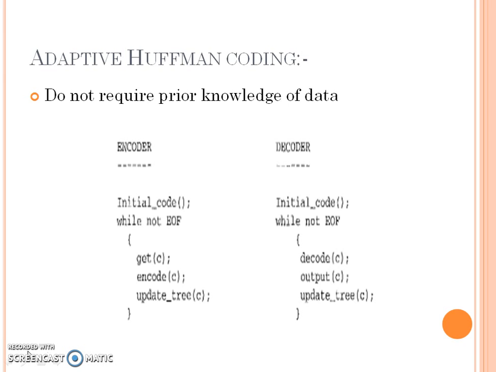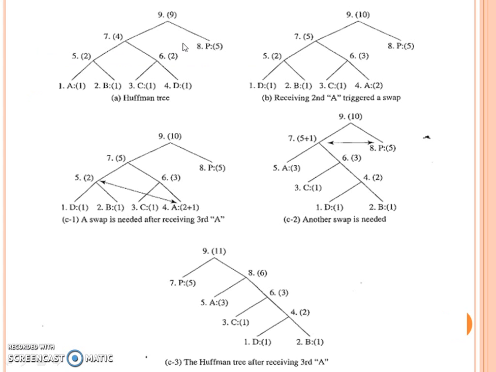One of them is the sibling property, and the second is that we have to arrange the nodes of the adaptive Huffman tree in non-decreasing order. Let's see one example of this. Here in figure A, we have a Huffman tree containing the symbols A, B, C, D and E. The frequency of each symbol is given in front of them.